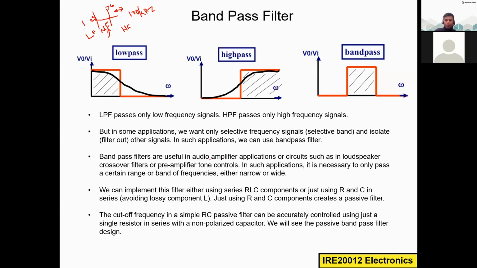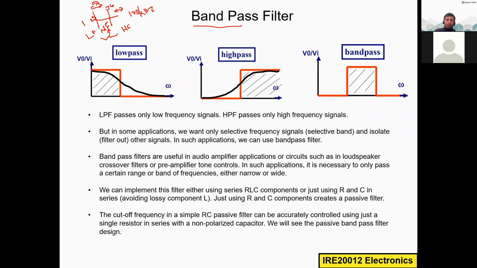Band pass filters are useful in audio amplifier applications because in some audio amplifications, we are interested in only a specific frequency range, or circuits such as loudspeaker crossover filters or pre-amplifier tone controls. Actually, it's useful in different applications. This is just a few of them. In such applications, it's really necessary to pass only a certain range of frequency signals. We can decide we want either wide band or narrow band. It's up to us, so we can design the band pass filter based on our application.